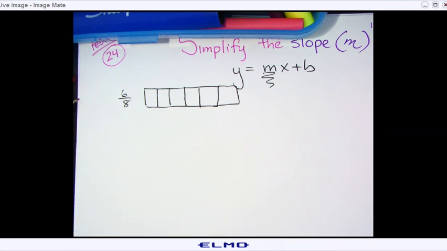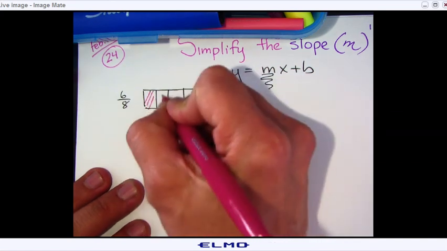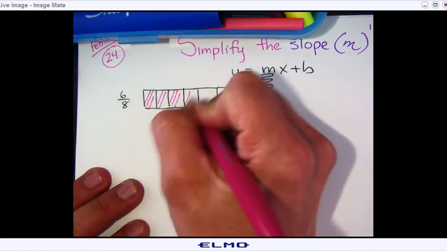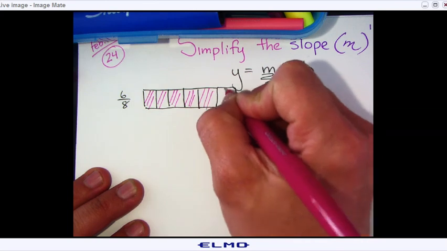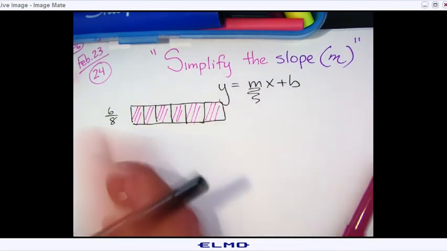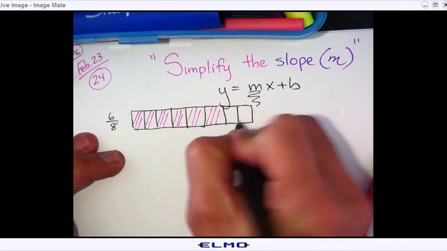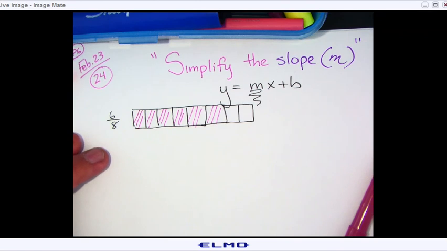6/8. So what does 6/8 mean? This is 1/8, 2/8, 3/8, 4/8, 5/8, 6. But I need 8, so I need 2 more. Okay, 6/8. All right.